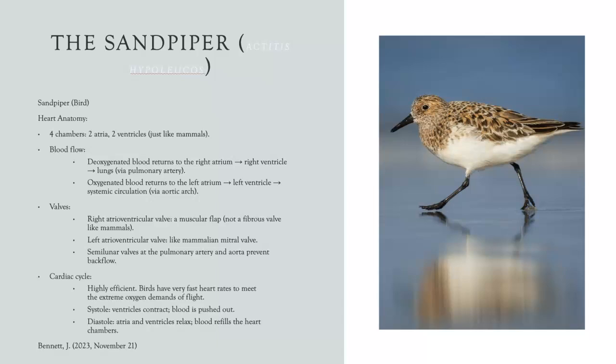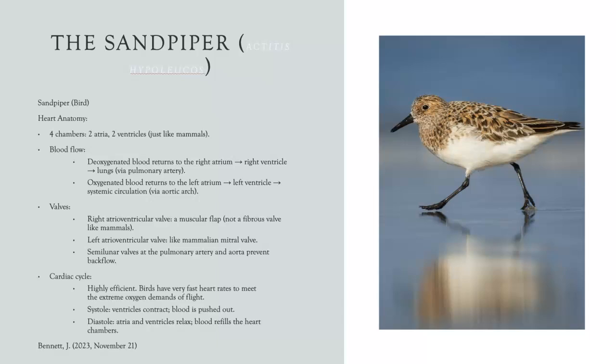arch. For the valves, the right atrioventricular valve is a muscular flap, not a fibrous valve like mammals. Then there is a left atrioventricular valve, like mammalian mitral valves. Then there is a semilunar valve at the pulmonary artery and aorta, which prevent backflow.